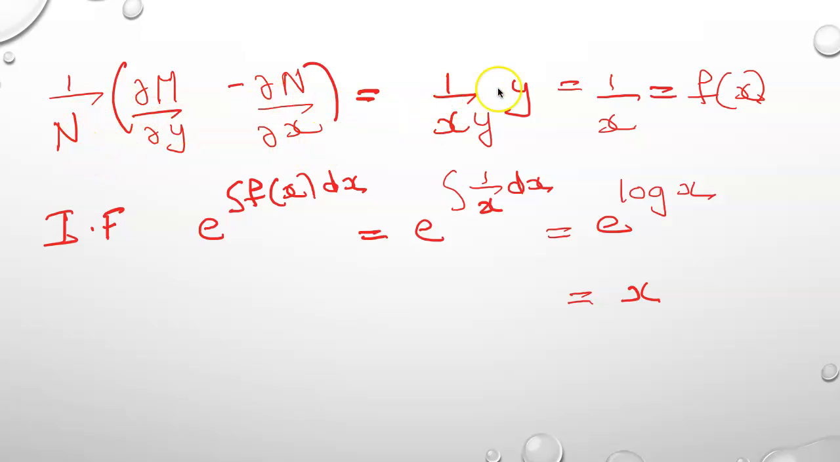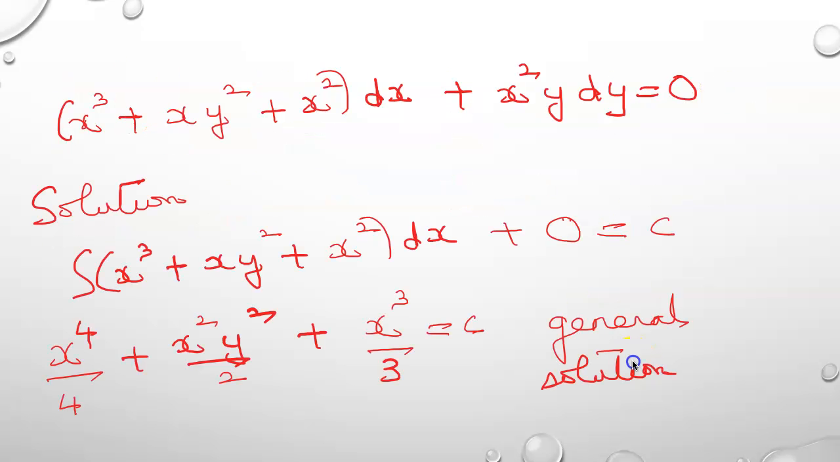So if I divide del M by del y minus del N by del x by N, I get 1 by xy into x. This is 1 by x, and this is a function of x, so I call it f(x). So your integrating factor is e raised to integral f(x) dx, that is integral 1 by x dx, which is e raised to log x, that is x.